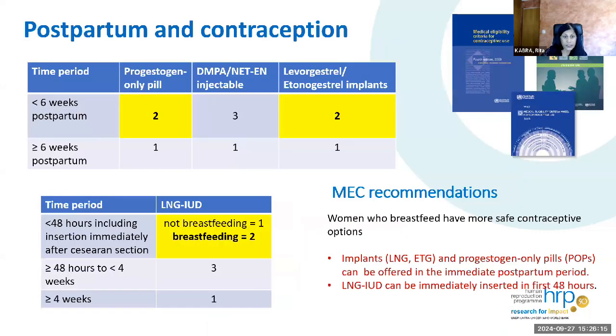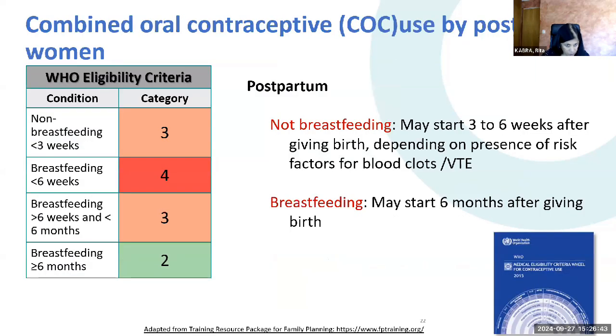And my colleague had just explained to you the MEC criteria of 1, 2, and 3. So I will not go into details, but I just wanted to show you that accordingly, we look into whether women can use a POP or a DMPA or an implant. And these are the categories which we need to consider when we are implementing these contraceptions. However, as the first slide explained, these are the contraceptives that can be used.